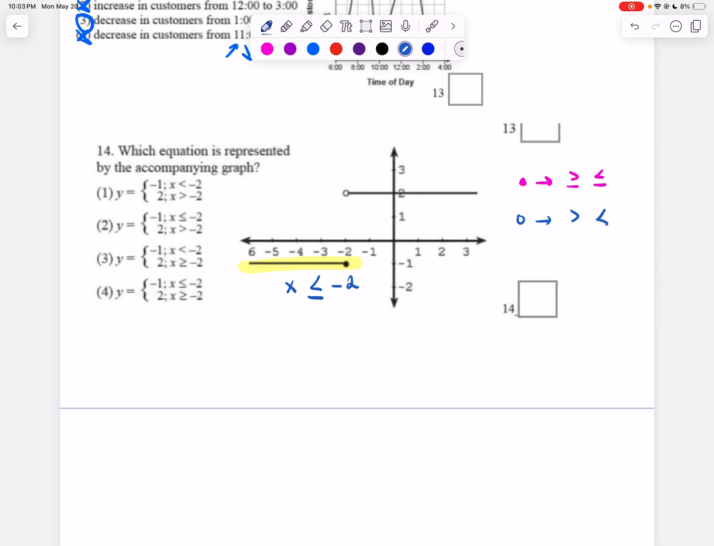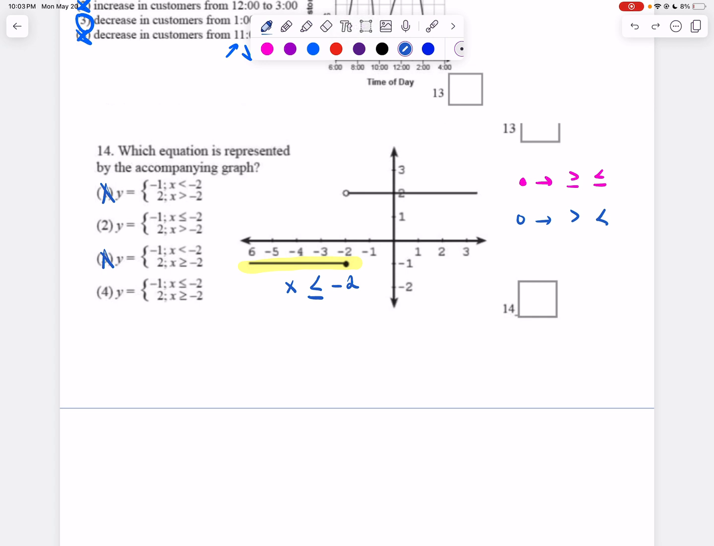So what I'm going to do is cross out the answer choices that don't say X less than or equal to -2. Choice 1 doesn't, because I don't have that. Choice 2 does. Choice 3 doesn't. So now it has to be choice 2 or choice 4.